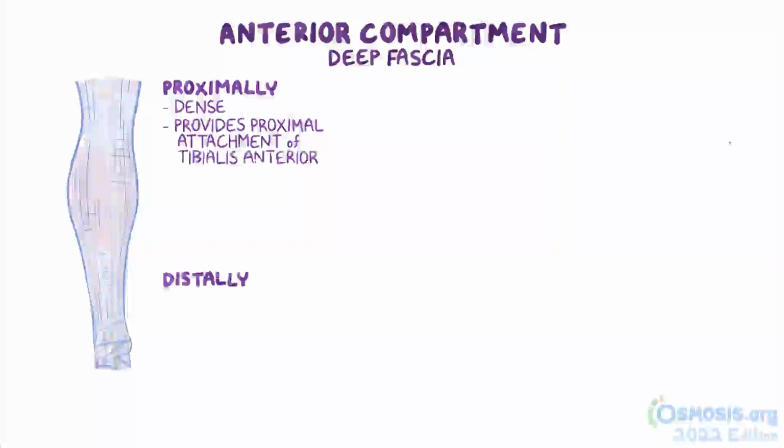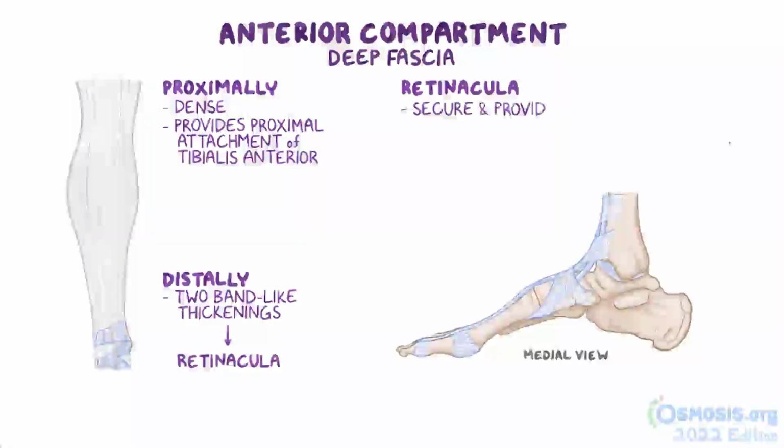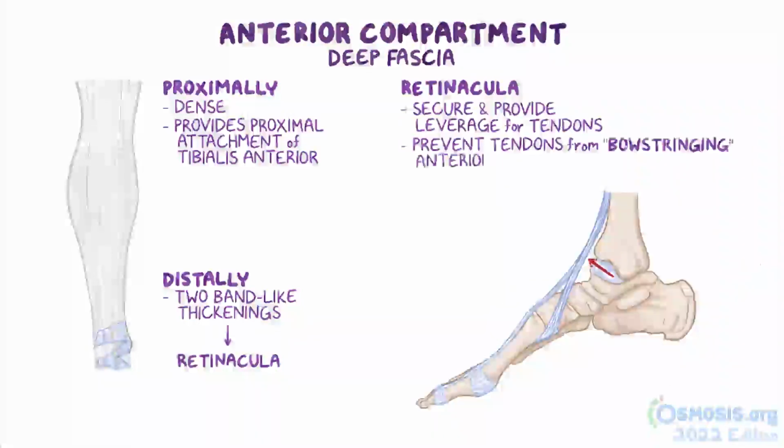Distally, the deep fascia presents 2 band-like thickenings organized as 2 retinocula. Retinocula help secure and provide leverage for the tendons of the anterior compartment muscles before and after they cross the ankle joint. Specifically, the retinocula prevent these tendons from bowstringing anteriorly during movement of the joint.